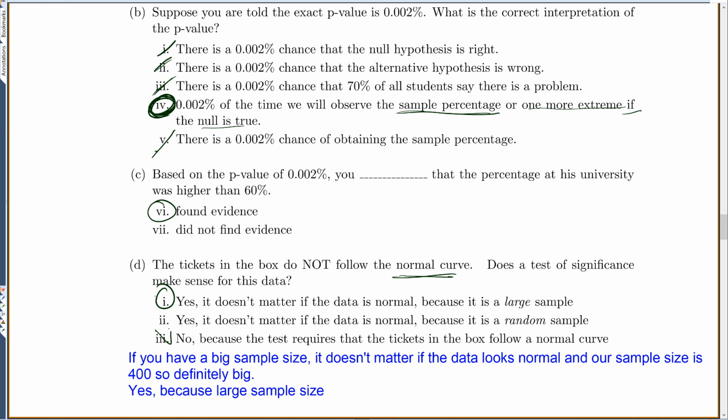The third one here, we just crossed off because it said no. Okay, it says the test requires that the tickets in the box follow a normal curve. Well, that's not true. It's because our z-test says as long as you have a large sample size, it doesn't matter if the data looks normal, so it can't be that one.